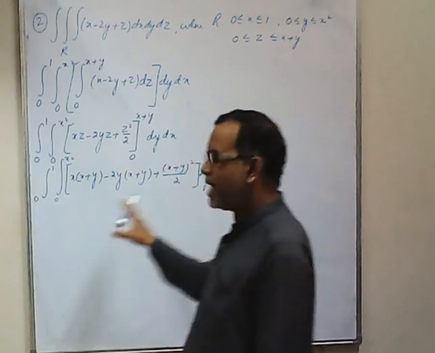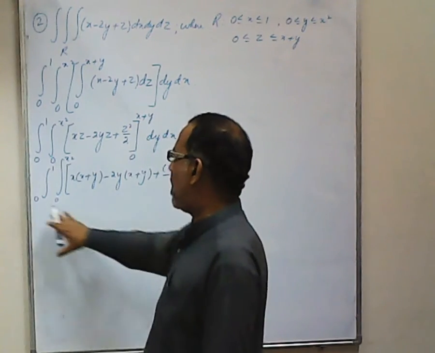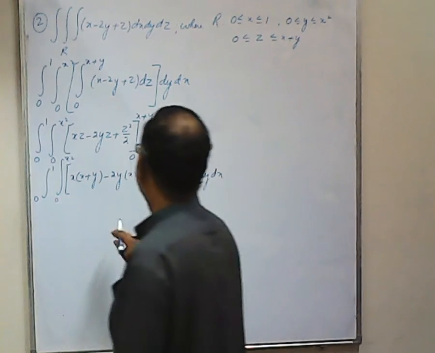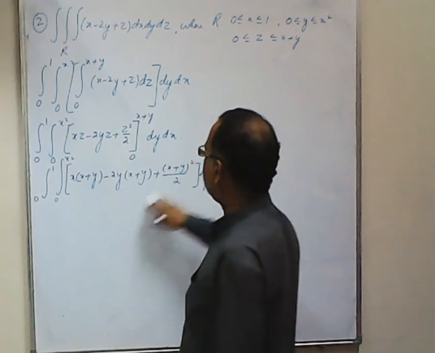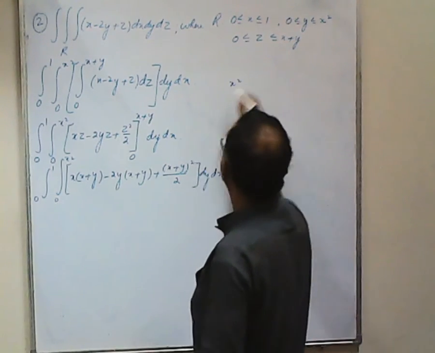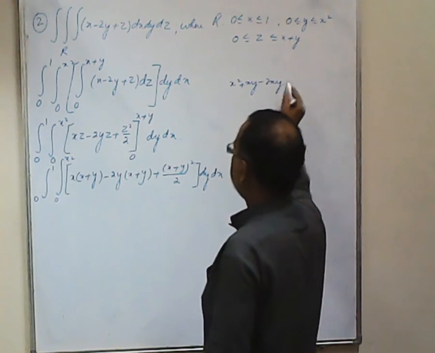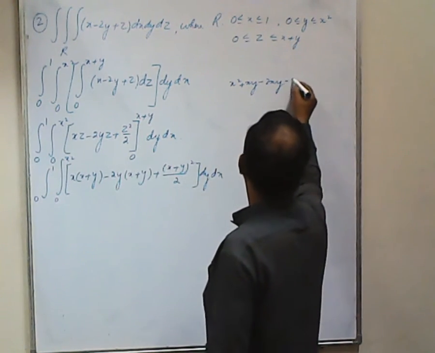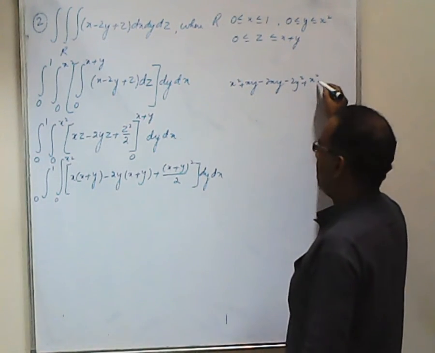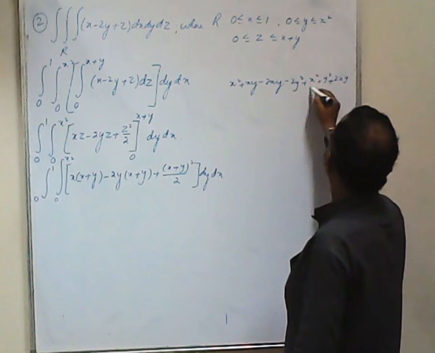Now there is no z in the question. So we have only two variables x and y, and two integrals. So now first we are simplifying this term. So I am simplifying the whole term here. So this is x square, then x into y, so plus xy, then minus 2xy, then minus 2y square, and then plus x square plus y square plus 2xy divided by 2.